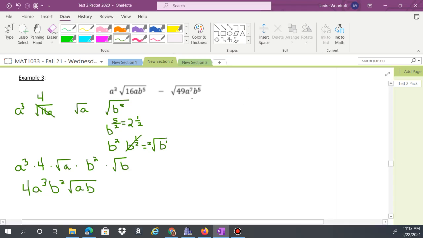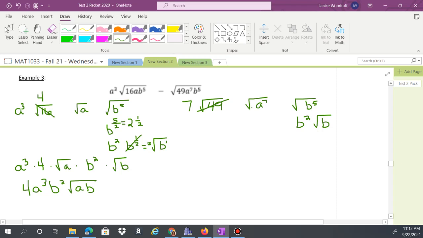Okay, now we're going to go to the next term, 49, a to the 7th, b to the 5th. So let's split that. So we have square root of 49, square root of a to the 7th, square root of b to the 5th. All right, square root of 49 we know is 7. We'll go ahead and do that. B to the 5th we already did over here, so we can do the same thing that we had there. That was b squared and b, right? Okay, we're just carrying that over from what we did in our first term.